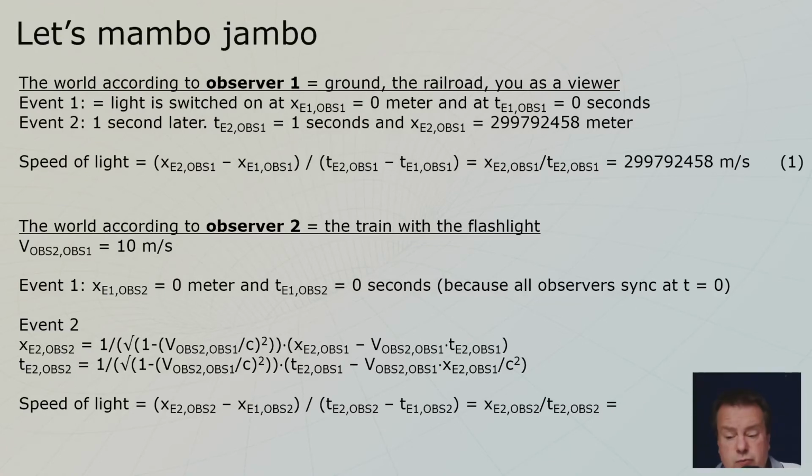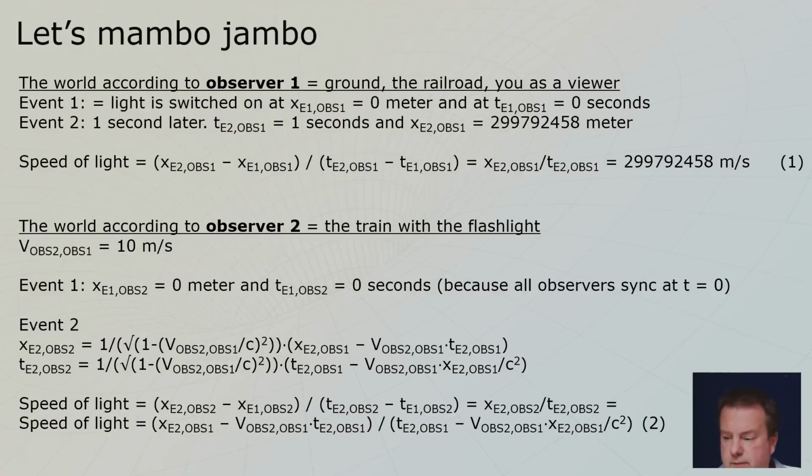So let's do that also for observer number 2. It's the x coordinate of event 2, minus the x coordinate of event 1 through the eyes of observer 2, not 1, divided by the delta time. Here it is. And because x and t of the first event are also 0 for observer 2, they get lost. They're gone from the equation. So it simplifies into x over t for the second event.